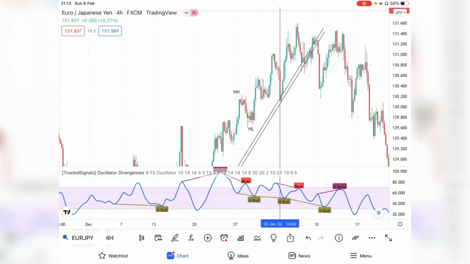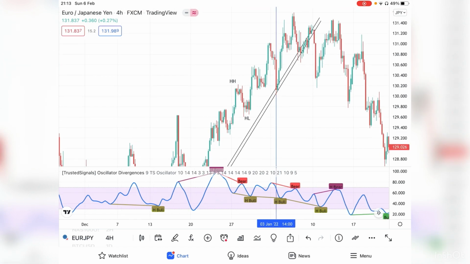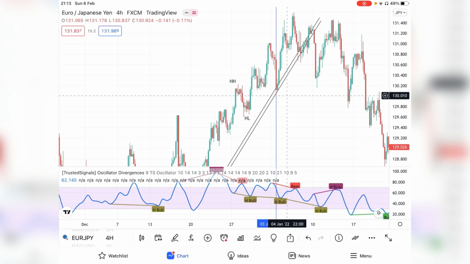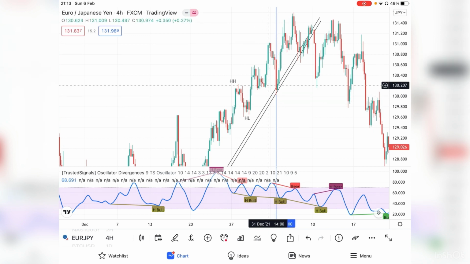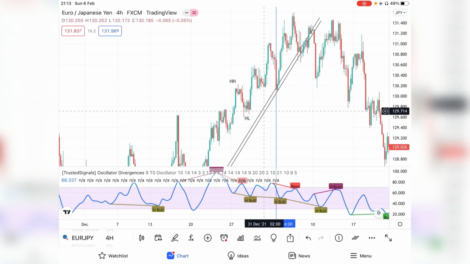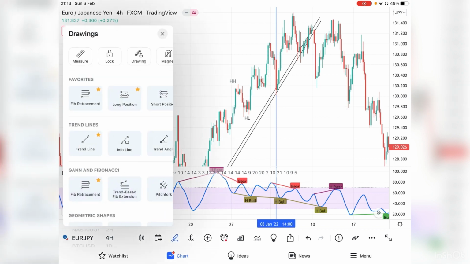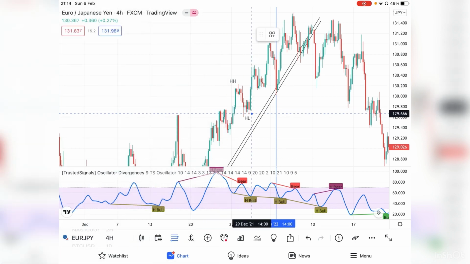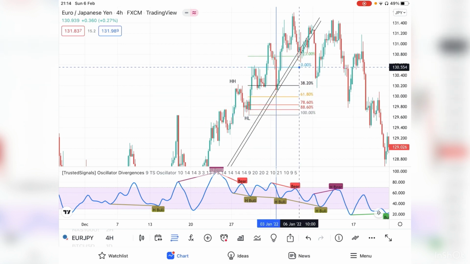So our sniper entry would have taken place right here at this point, and let me tell you why. First of all, we are in an uptrend, so therefore we look for buys. Second of all, we can also use the fib right here, from here to here.